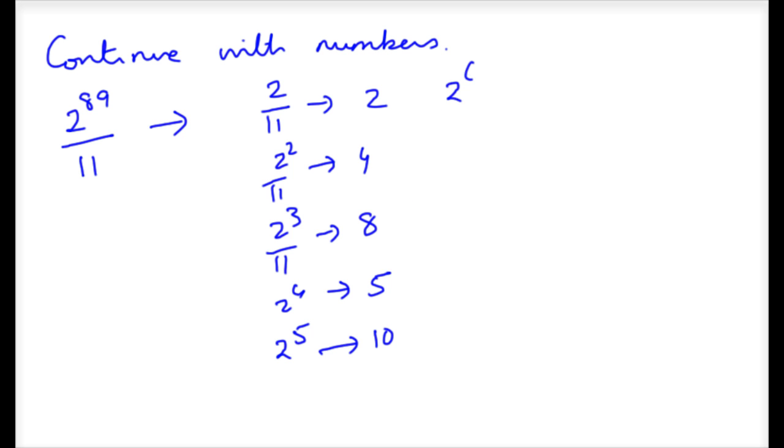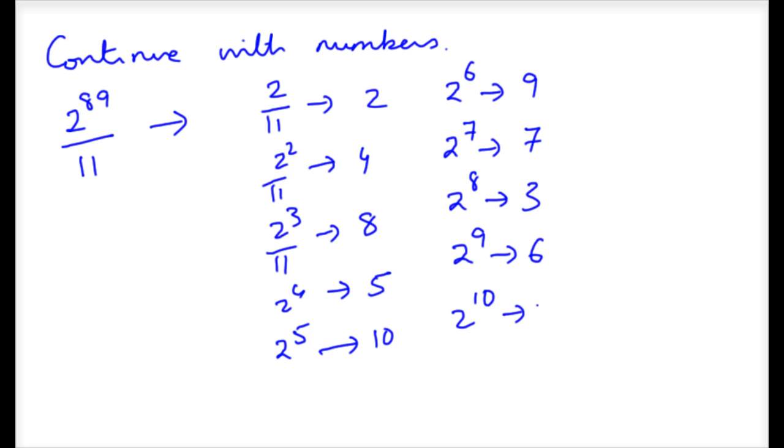Then 2 power 6 gives you a remainder of 20 by 11, that is 9. 2 power 7 gives you a remainder of 18 by 11, that is 7. Then 2 power 8 gives you a remainder of 3. Then again 2 power 9 gives you a remainder of 6. And then 2 power 10 gives you a remainder of 1. So now when we continue, it will keep repeating. For every case there will be a cycle. In this case the cycle is 10. That means every 10th multiple of 2 will give you a remainder of 1.